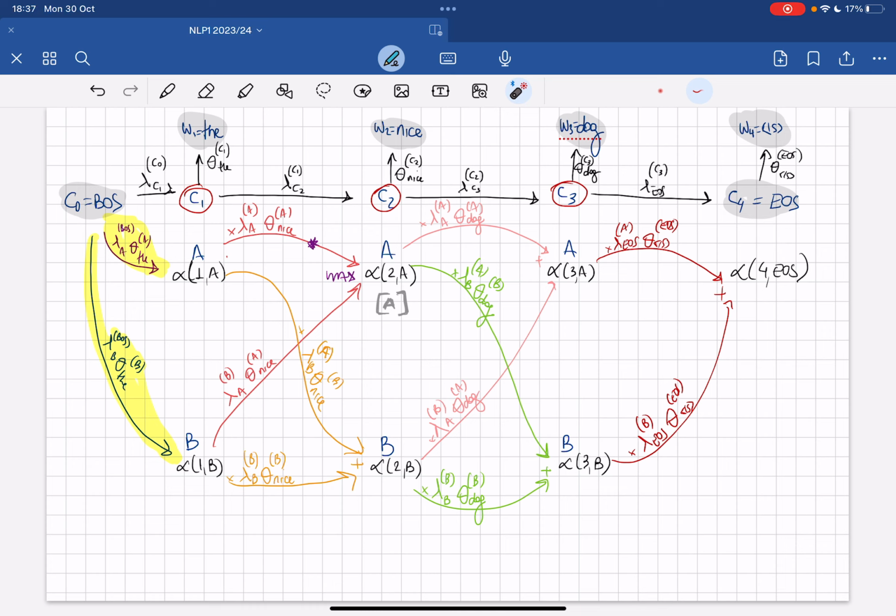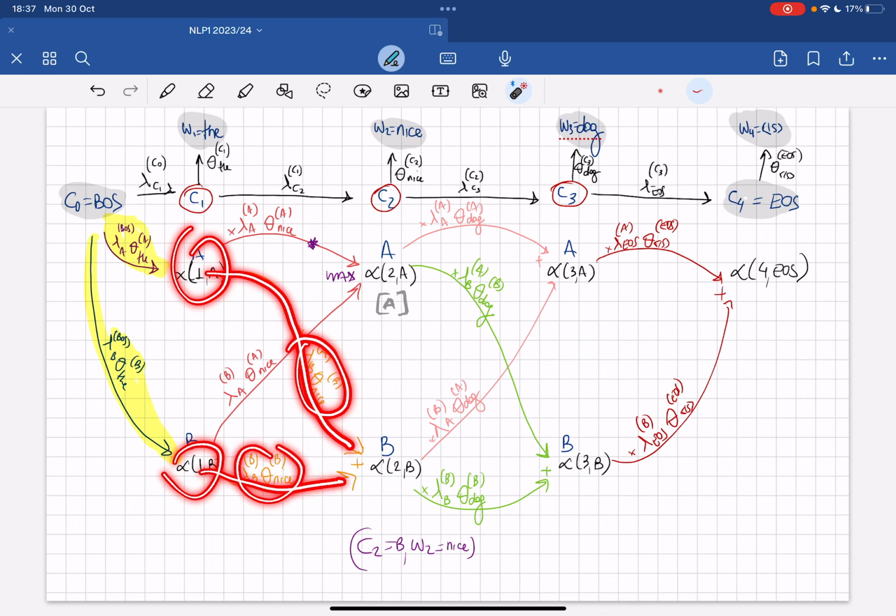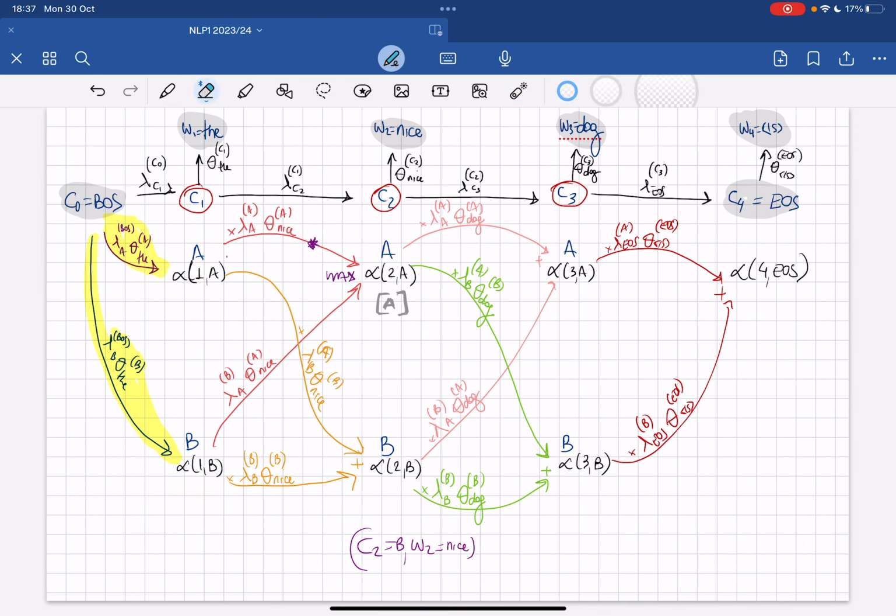Now let's do this one, alpha 2b. So alpha 2b should be the probability of the best sequence that ends in C2b, W2 nice. So we've got to continue from the best sequence that ended in C1a, or we've got to continue from the best sequence that ended in C1b. We compute the contribution of each of the edges towards the maximum probability, and we maximize our choice.